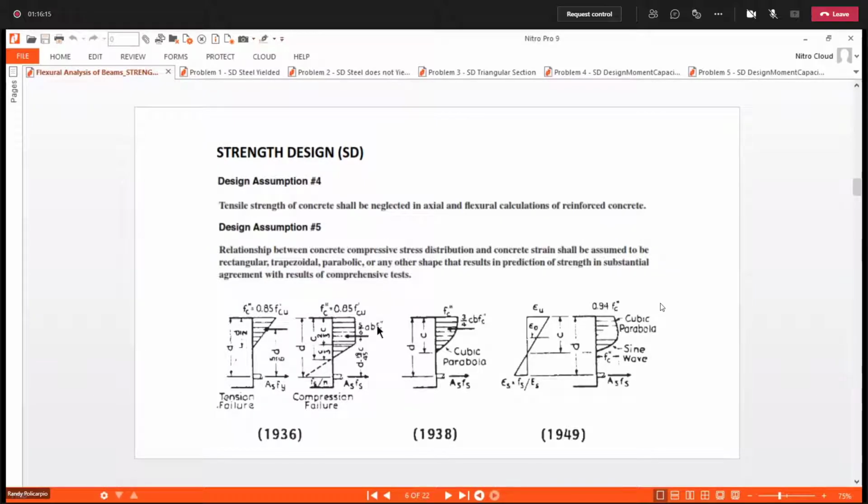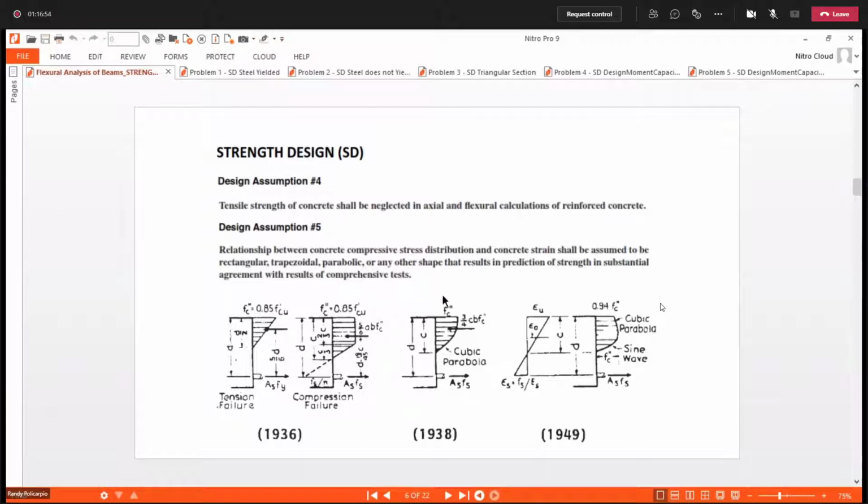So ito ngayon. Sabi dito, tensile strength of concrete shall be neglected. So wala na, no? Dahil nag-crack na yon. In axial and flexural calculation of reinforced concrete, neglected na yung tensile. Only concrete in compression ang i-consider natin. So that is number 4 assumption. We will not consider the tensile strength in concrete. So it will be 0, no? Then we move on to design assumption number 5.